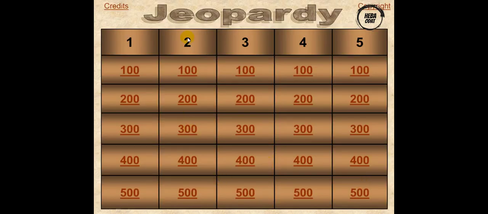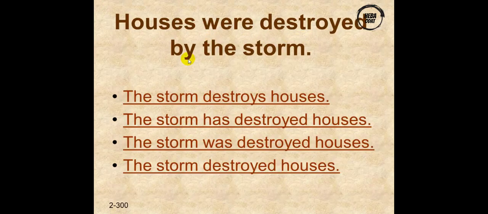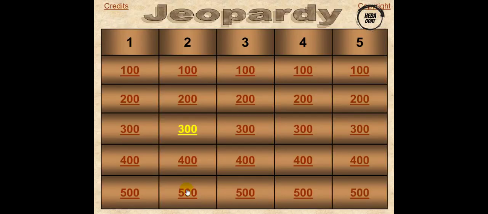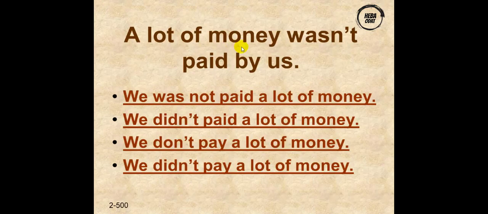Let's see this one. Question 2, value 300. Houses were destroyed by the storm. Let's change it to active voice. They all begin with the storm. It is in the simple past tense. So, the storm destroys? No. The storm has destroyed? No. The storm was destroyed? No. The storm destroyed? Yes. Let's check. Let's choose this question. A lot of money wasn't paid by us.